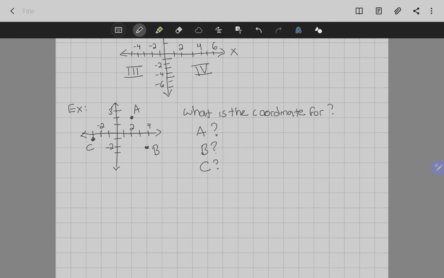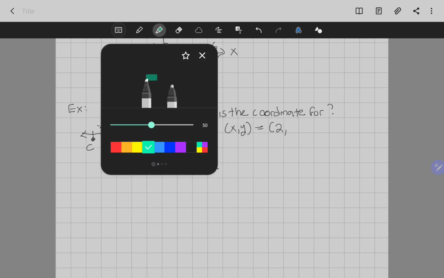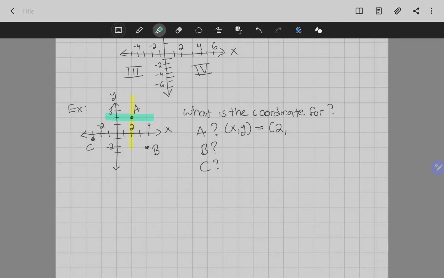So we want to know what the coordinate for each of those is. When we look at A, you're always going to go to the x first and then the y. So x goes first and then the y. The x is 2, and then we're going up 2. So x is 2, and y is also 2.